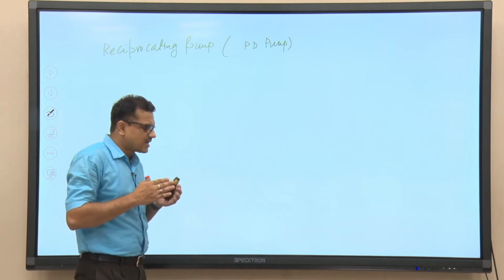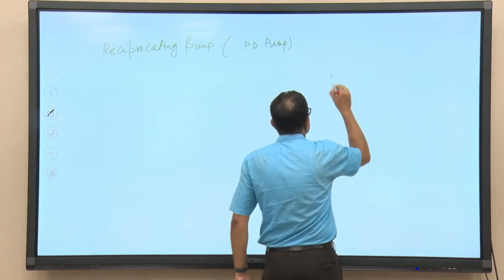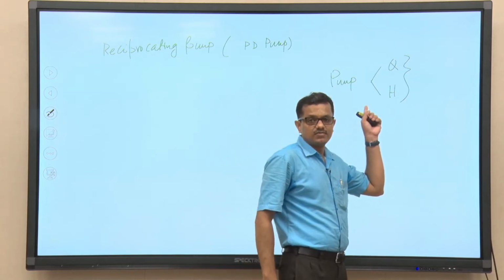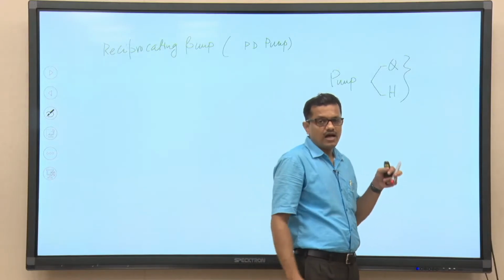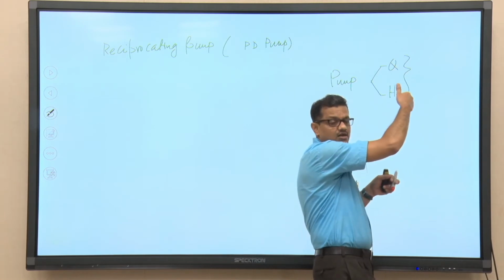So, that requirement when we talk about pumps, whether it is a rotodynamic pump or a PD pump, two important flow parameters are important. First is volume flow rate or discharge, and second is head.